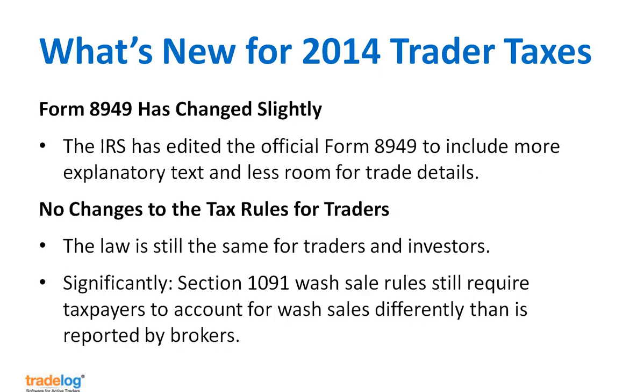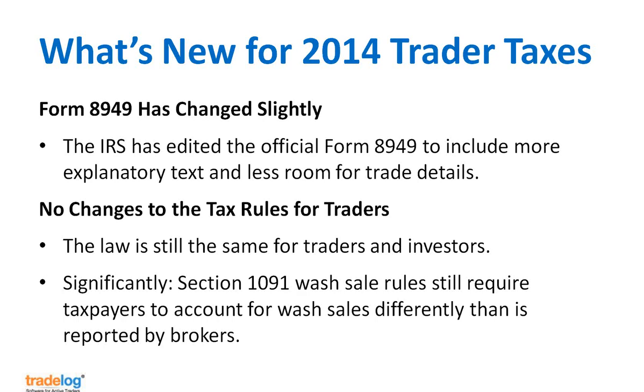But here's a key thing to keep in mind. Well, first I want to mention about Form 8949. Not a lot of changes with the 8949. The actual form itself, the official form, was adjusted a little bit. The IRS put more explanatory text, which in turn reduced the number of lines for trade details. So if you do have a lot of trades, most of us do if we're active traders, that means you're going to have more pages to the 8949 report, thanks to the IRS putting more text on there. But that's really the only change. The actual information that's reported on the 8949 is pretty much the same.